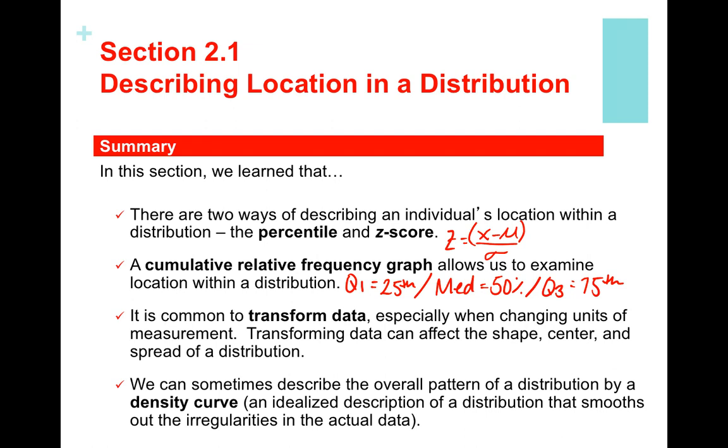And then if we can describe a distribution by a density curve, we will learn more details about density curves in section 2.2. But for now, really just know that the area under that curve is 1. When we look at the area between a certain range of values, that gives us the proportion of a distribution that falls within that range.